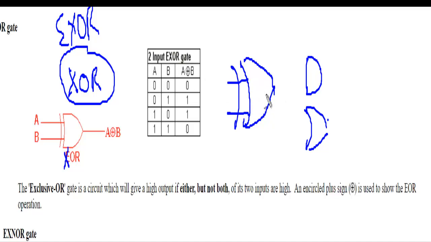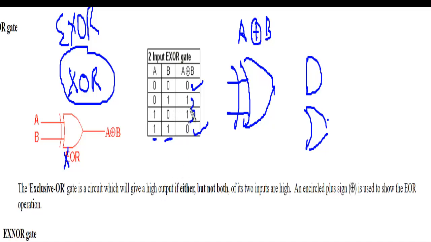So what is XOR doing? We show it like this: A XOR B. XOR is shown by the circle and the plus in between. Now remember this: when both the inputs are the same, like 0 and 0, the output will be 0. Here also 1 and 1, the output is 0. So if both inputs are the same, output is going to be 0. If one of the inputs is high and another is low, then output is 1. Only this case, it is 1.